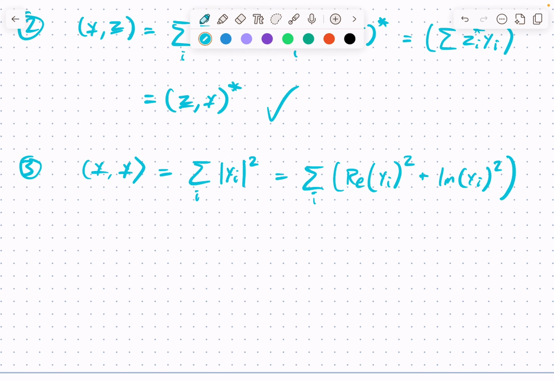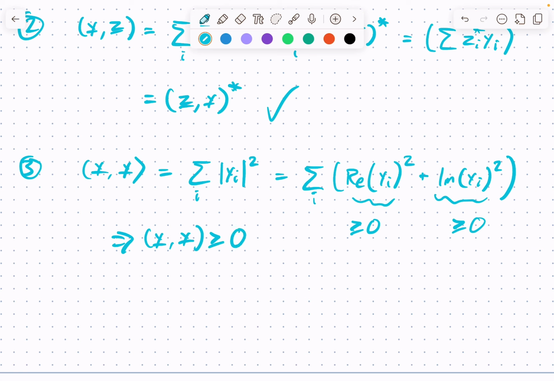So these are equal. And you'll notice the real part is just a real number, and having a real number squared must be greater than or equal to 0. And the imaginary part is also a real number because it's the imaginary part, it doesn't have the i on it. And squaring that also must be greater than or equal to 0. Therefore, we have that this thing must be greater than or equal to 0.